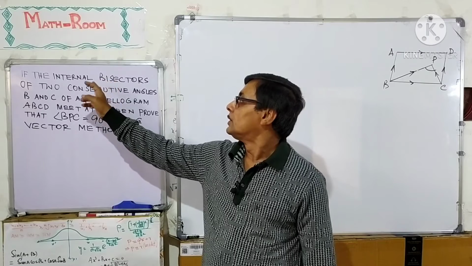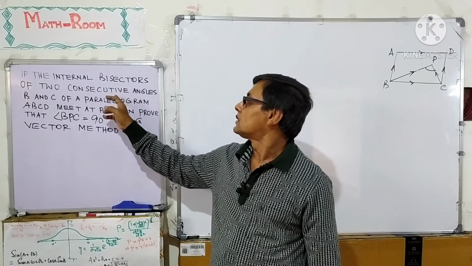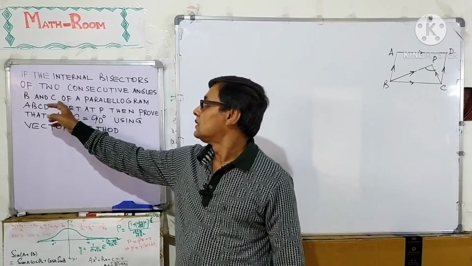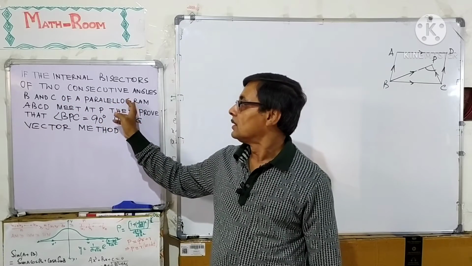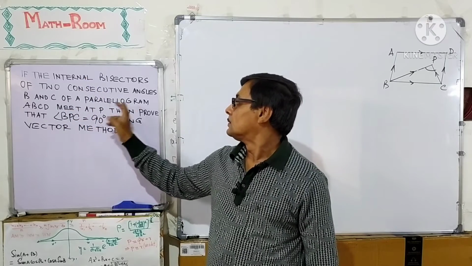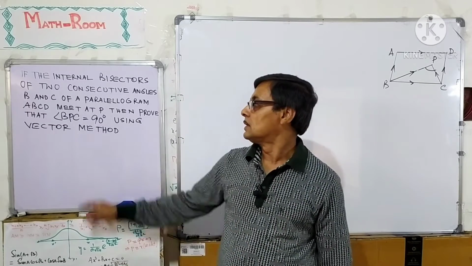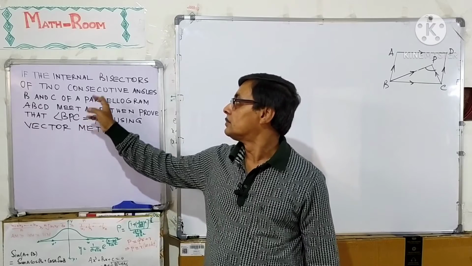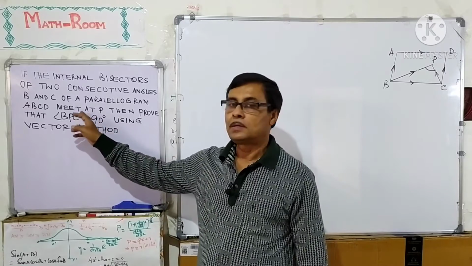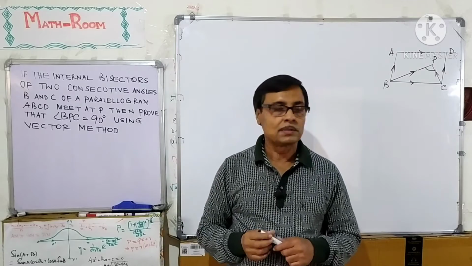Here, the two internal bisectors of two consecutive angles, these angles are B and C of a parallelogram ABCD, meet at the point P. Then we have to prove that the angle subtended by these two internal bisectors at the point P, that is angle BPC, equals 90 degrees. Now, let us begin.